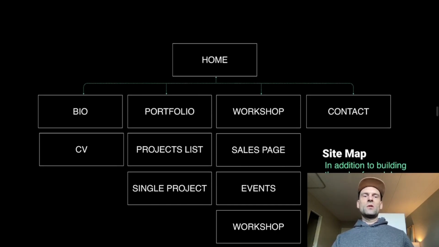And here is the structuring of my overall website. For applying for jobs or to establish legitimacy, I would have my bio and CV. I have a portfolio, which would consist of the list of projects, and then each project would have its own page. And then I would have the workshop itself, which would have its sales page, the events or the dates, and the actual workshop, and then a way to contact me.